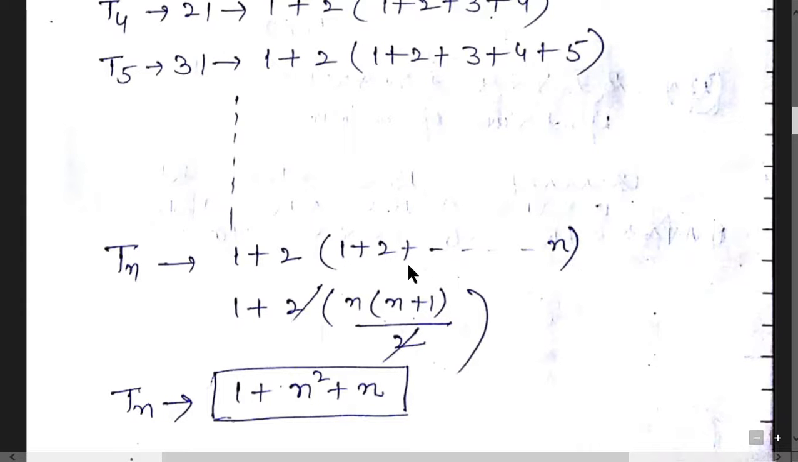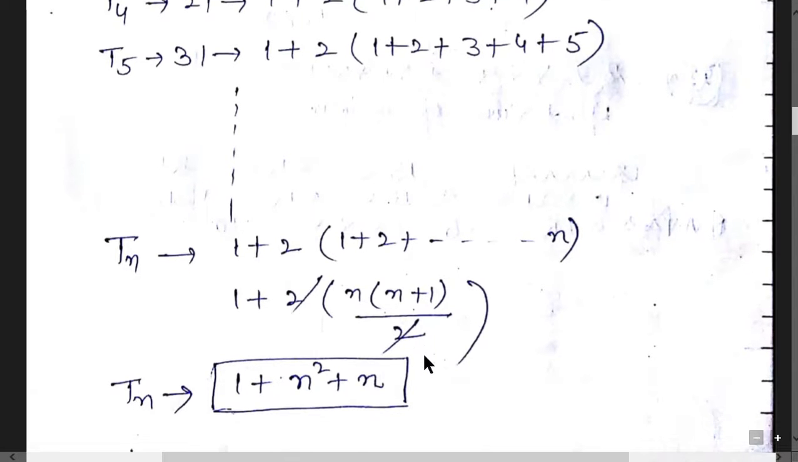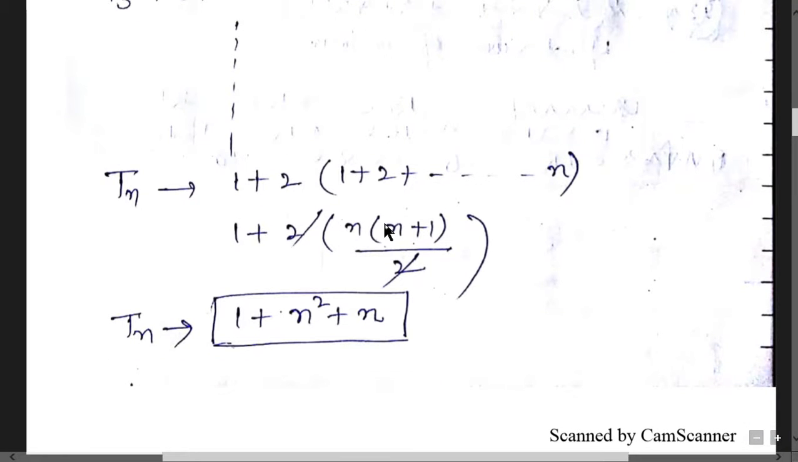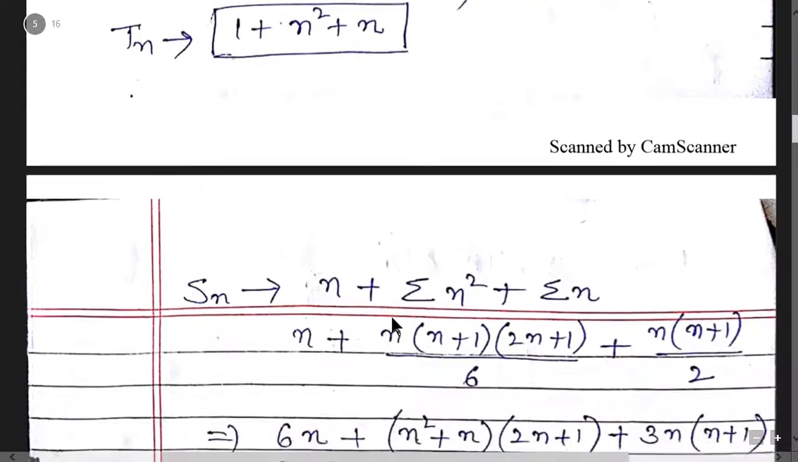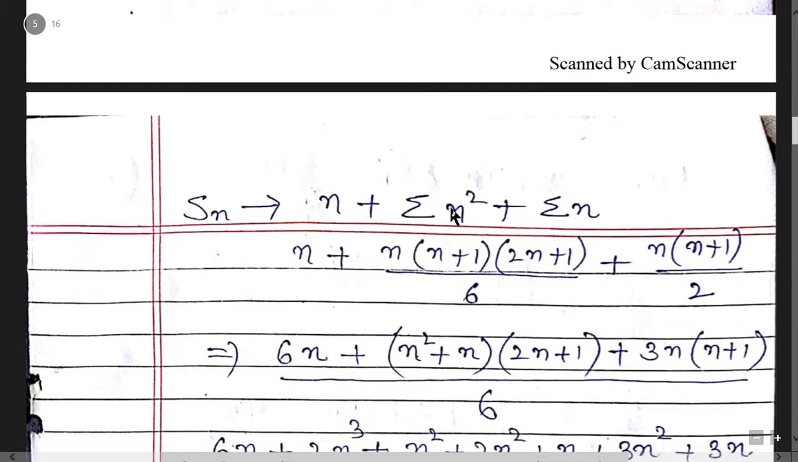Then insert the summation formula, n into n plus 1 divided by 2. The 2 can be cancelled with the numerator and denominator term. Then multiply. You will get 1 plus n square plus n. It's the nth term. Now you can easily calculate the sum of the series.